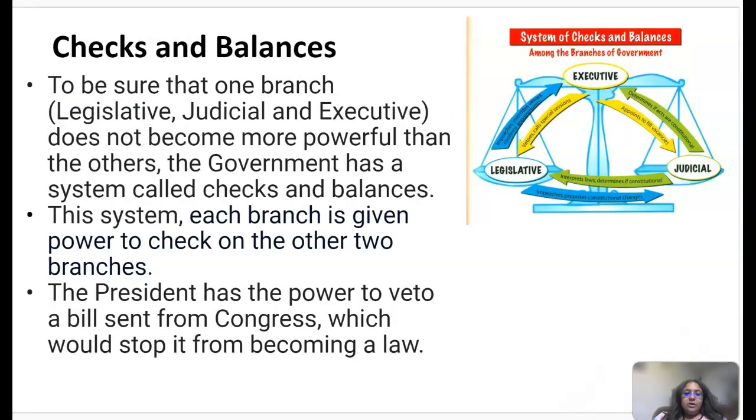Checks and balances. To be sure that one branch, legislative, judicial, and executive, does not become more powerful than the others, the government has a system called checks and balances. In this system, each branch is given power to check on the other 2 branches. The president has the power to veto a bill sent from Congress, which would stop it from becoming a law.